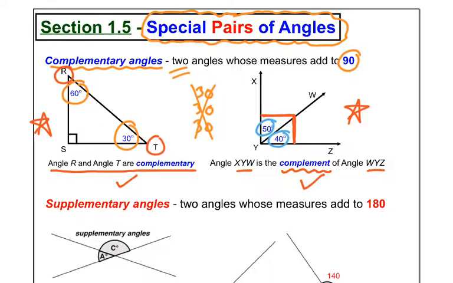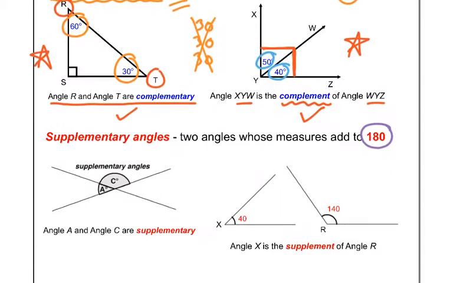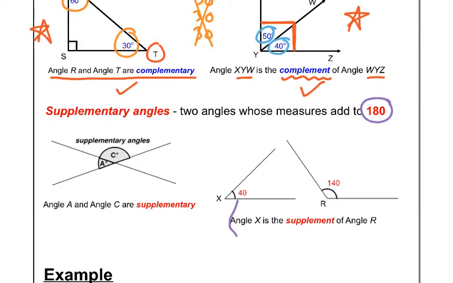Great. Okay, so besides adding up to 90, what if we took angles that maybe added up to 180? Remember 180, that's a straight angle, so it'd be a straight line. Okay, well, let's see. We got a special word for that. We call that supplementary. Supplementary are two angles, and only two angles, whose measures add up to 180. Or as you can see here, it could be like a straight line.